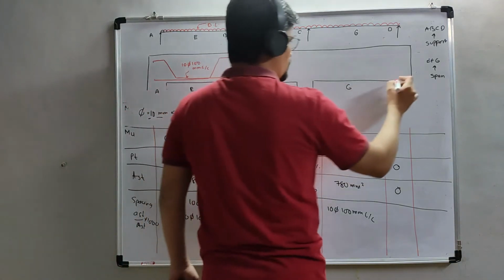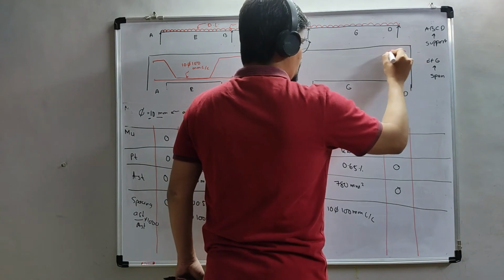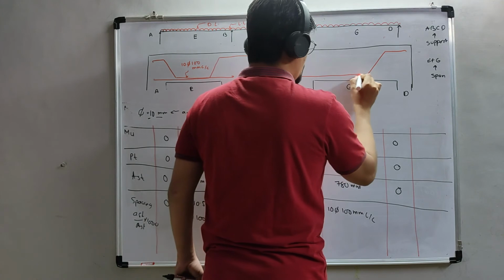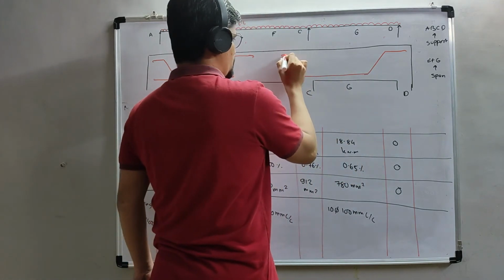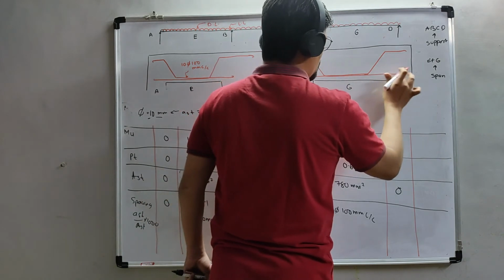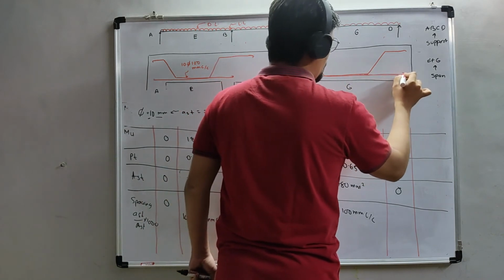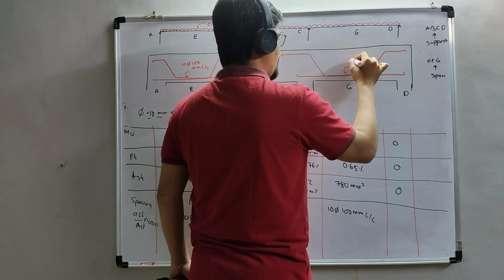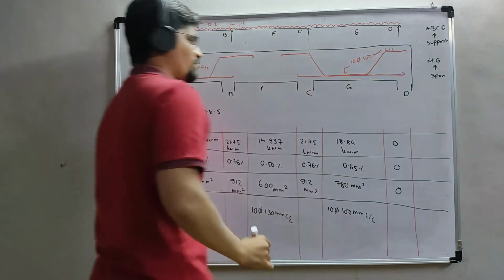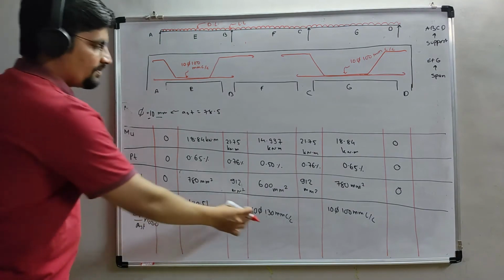Likewise this will also, from here it will start, from here it will go up to here, and from here it will start, and from here it will go up to here. So this is also 10 dia 100 mm center to center. Okay. The middle one, 10 dia.